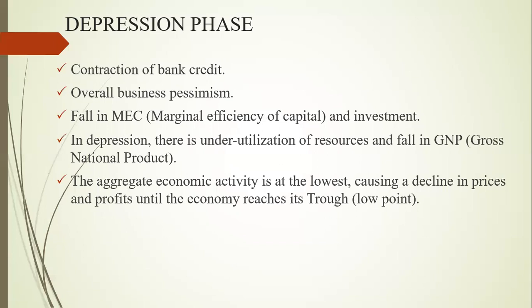Interest rates are low, so they can take a loan and start the business. They will not do that. They will not do any kind of expansion in their business during that period. And there will be fall in GDP as a result of that. The aggregate economic activity at the lowest level there, and it will cause a decline in the prices and profits until the economy reaches its trough, means low point. Until the economy reaches there will be pessimistic environment.